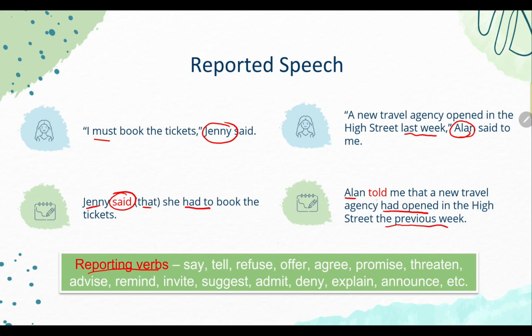Okay, why is this verb in past perfect? Kenapa kita guna had opened? Because there are two actions here. The first one, kita nak cerita tentang kedai yang buka tu. So this one happened first. And then baru Alan bagi tahu dia yang travel agency tu dah buka. So told is in past simple, because it's the next action that happened in the past. So that's why told is in past simple and had opened is in past perfect.